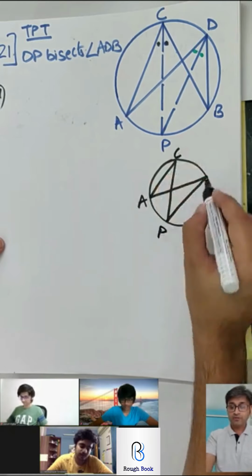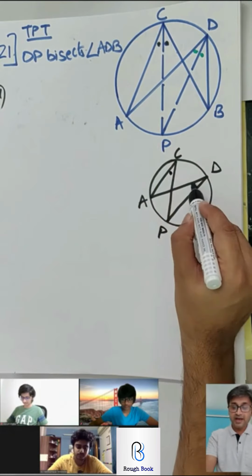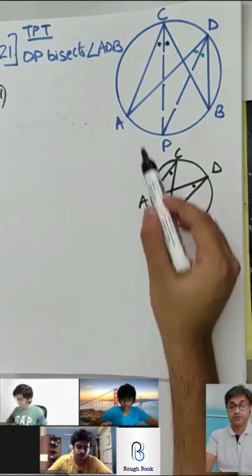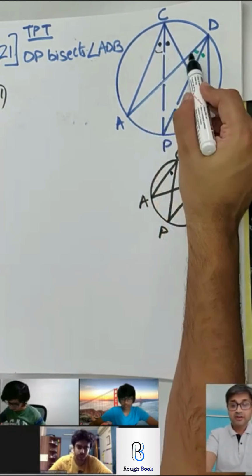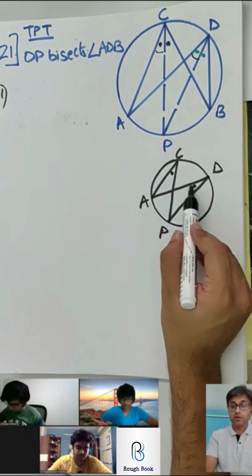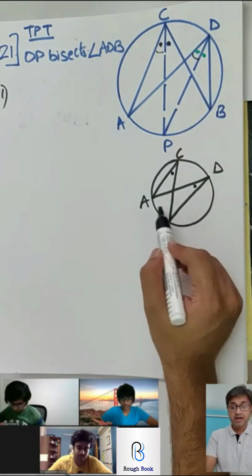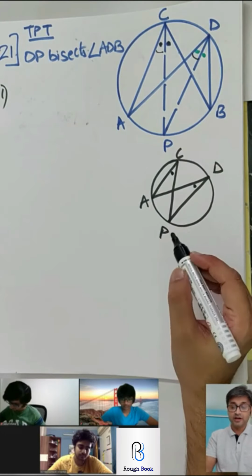Superb, just hold on. ACP and ADP, I've just drawn them over here. Can you see this black dot is equal to this green dot? So I'm putting both of them as black right now. Okay, angles inscribed in same arc. Yes, Shubhan, go ahead now.